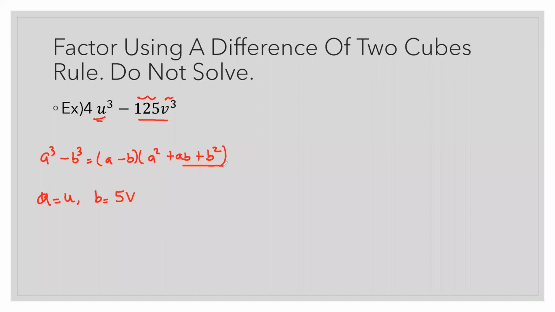So now we just make it look like the rule, and you are good. It's a minus b, so it's u minus 5v. And then a squared is u squared, plus a times b, so that's u times 5v, plus b squared, which is 5v squared. I'll just write it out. If you can do it in your head, that's fine.